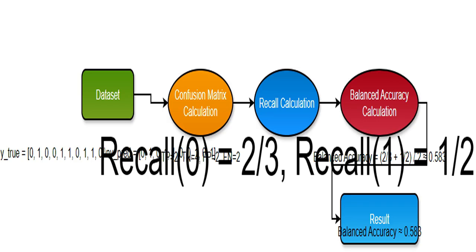To calculate the balanced accuracy, I averaged the recall scores for both classes. This gives a balanced view of the model's performance across both classes, not swayed by any class imbalances.